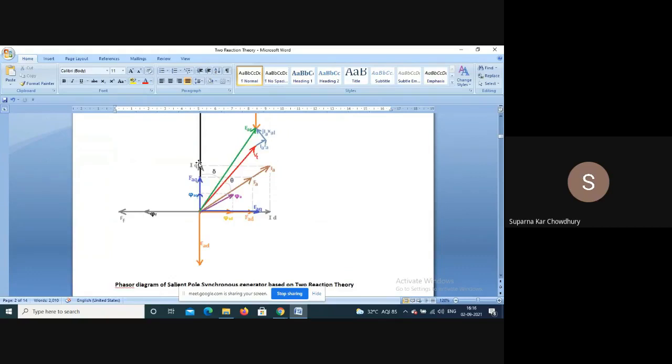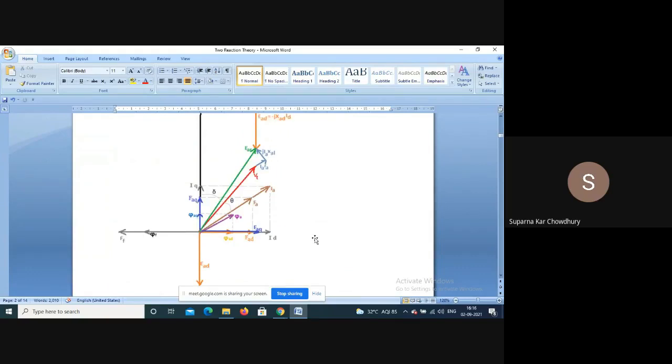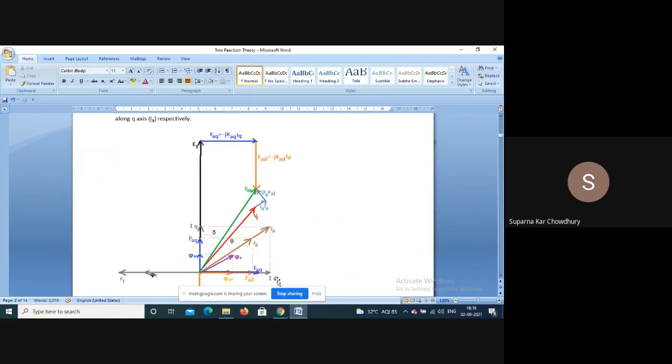Now, as we resolve these into two components, it is assumed that this current ID creates the armature reaction MMF FAD, whose effect will be mainly magnetizing or demagnetizing. FAD divided by the reluctance along the direct axis flux path will give you phi AD, that is, the flux due to armature reaction in the direct axis. Similarly, FAQ divided by the reluctance in the quadrature axis gives you phi AQ. The ratio will be different.